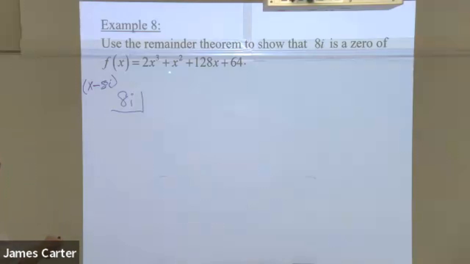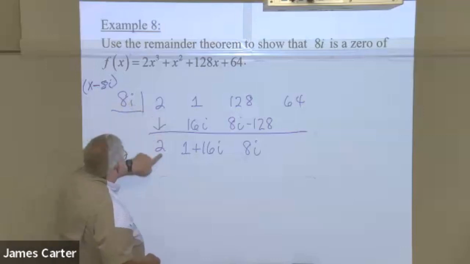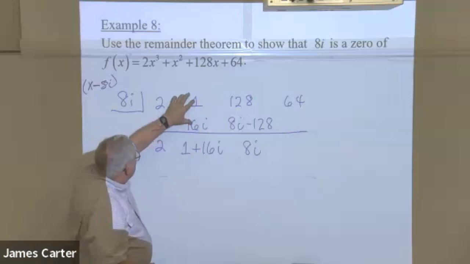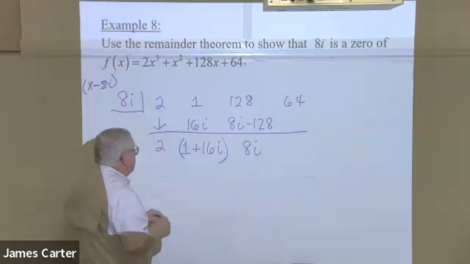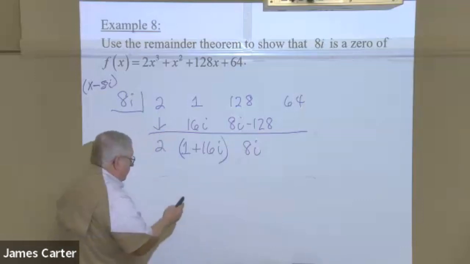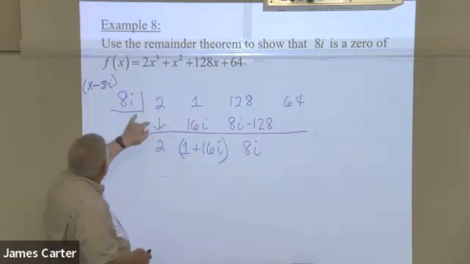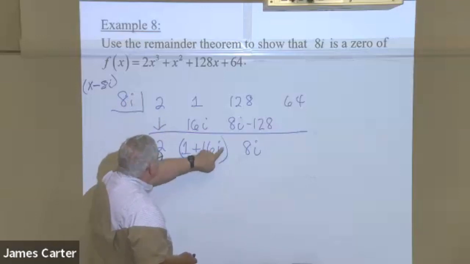So, do we have any missing powers? No. So there's our numbers. Let's look at what we did here. We brought down the 2. 8i times 2 is 16i. We can't combine these unlike terms, and I really would put parentheses around these. Okay, so I've got that. Now I need to take this times this by distribution. 8i times 1 is 8i. 8i times 16i is 128.